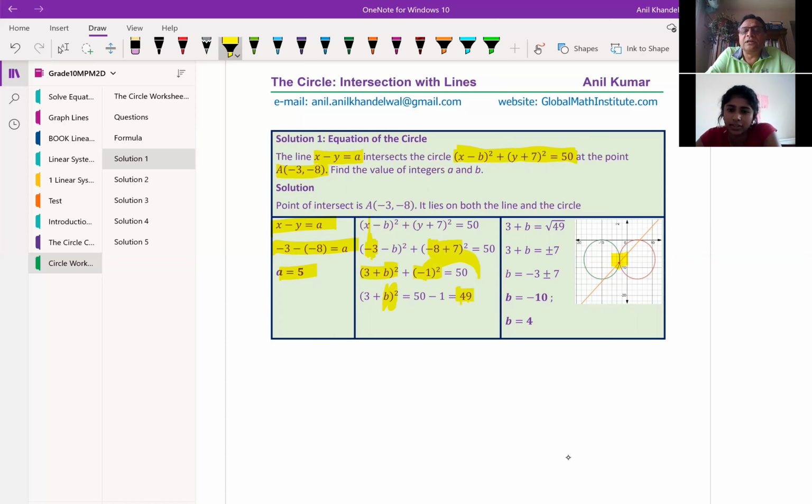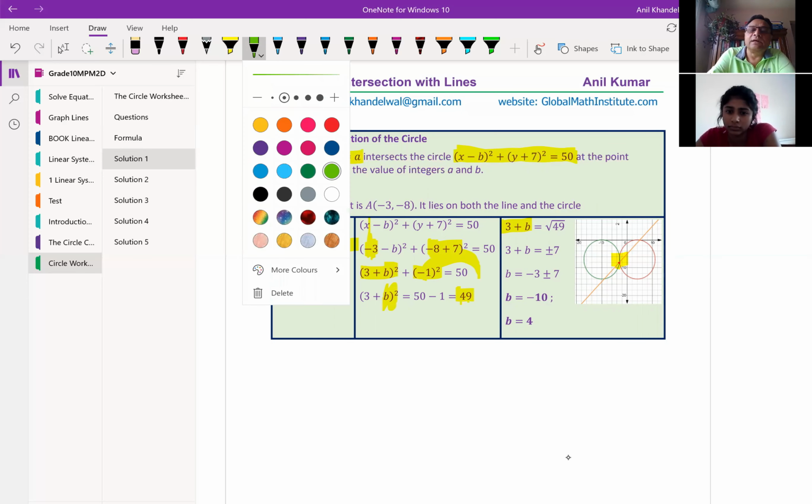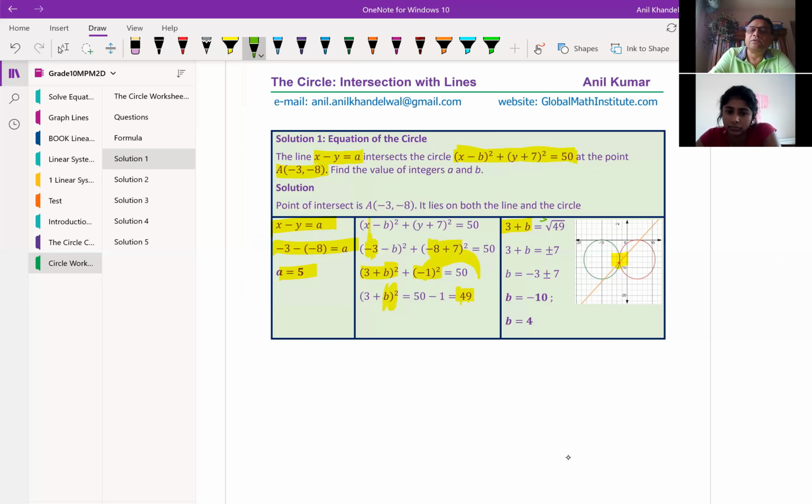At this stage, I've taken the square root on both sides, and when I do the square root, I get rid of the square. But whenever you take a square root, you have to write plus and minus, right? So you have to write plus and minus. I forgot to write it here. So 3 plus b is plus or minus the square root of 49, and that gives me two values of 3 plus b, which is plus and minus 7. And so b is either minus 10 or 4.